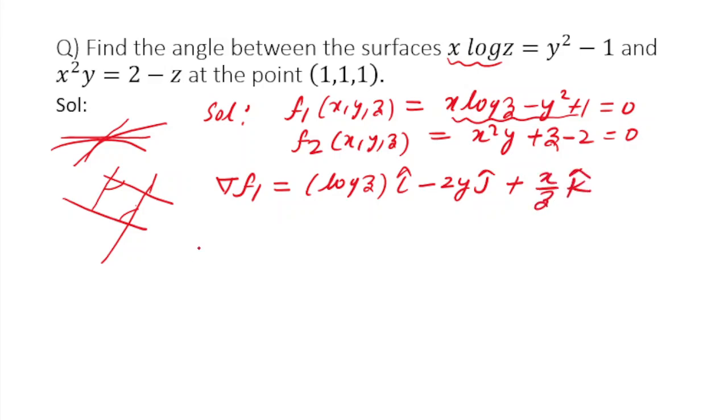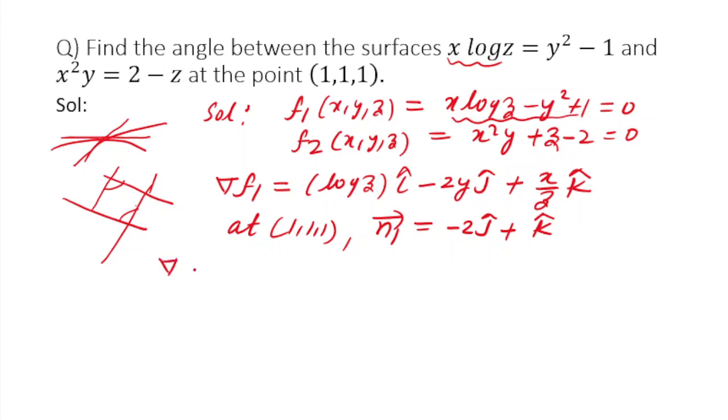Okay, but at point (1, 1, 1), let me call it normal vector 1 to the first surface. So if I take z equal to 1, log 1 becomes 0, so that component will vanish. If I take y equal to 1, I will get minus 2 j cap, and if I take x and z as 1, I will get 1 by 1, so that is k cap, right? So we have got the first normal vector.